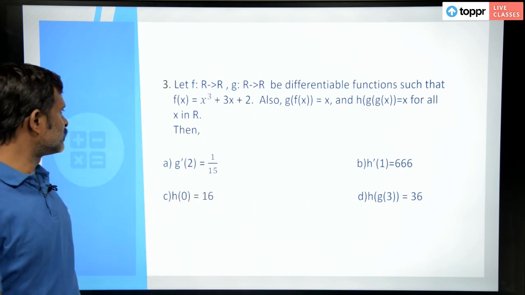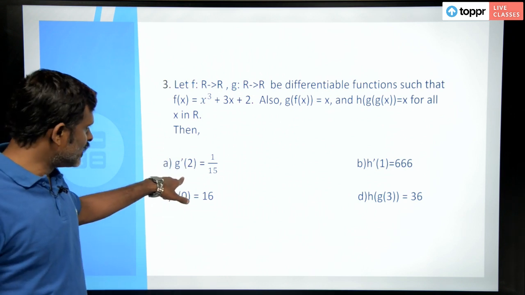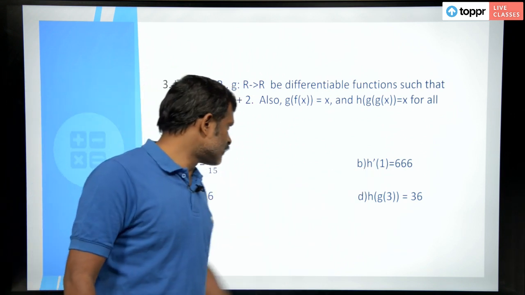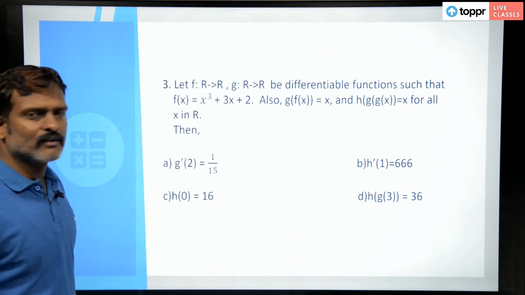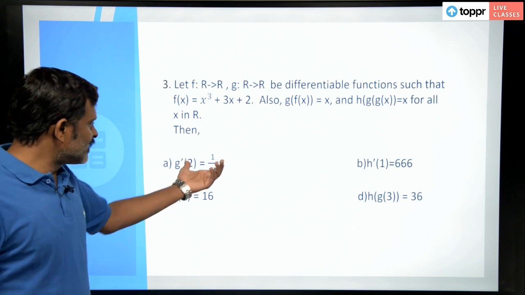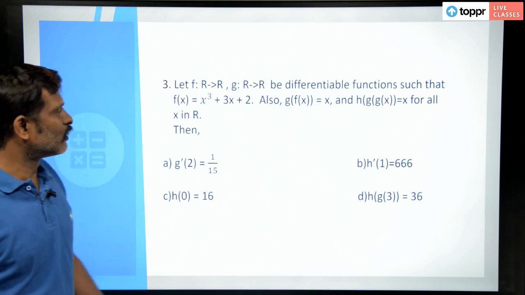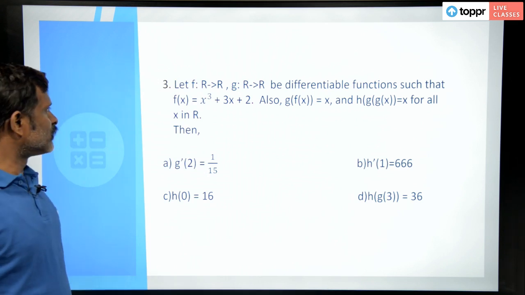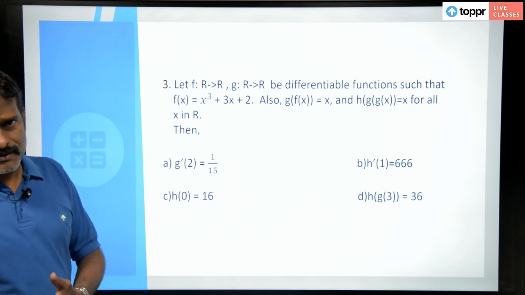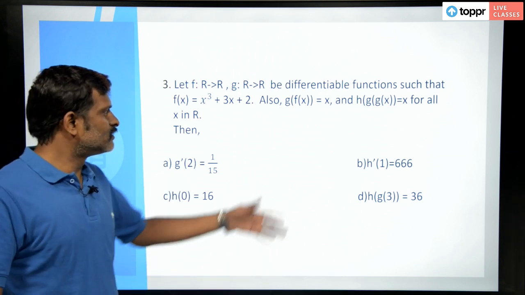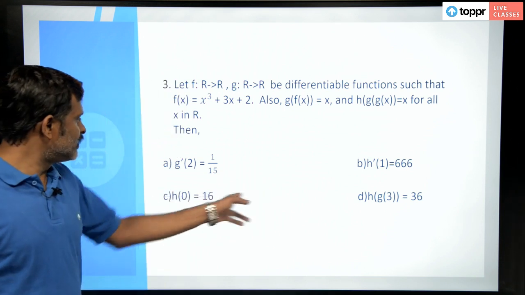Okay. So, let us see what we have to do. He is asking us to find the values of g dash of 2, then h dash of 1, h of 0 and h of g of 3, right. It means he is asking to check whether these are equal or not, these are the values given. For this, what we have to do? First we have to find g of x, then differentiate it, then put the value 2 in there. Similarly, h of x you will find, differentiate it, put the value 1, and then here you directly substitute the values.